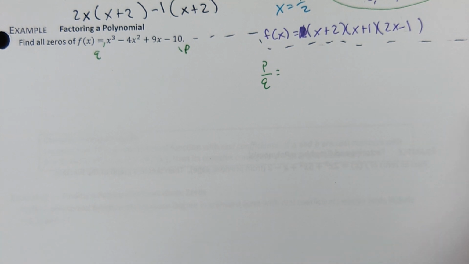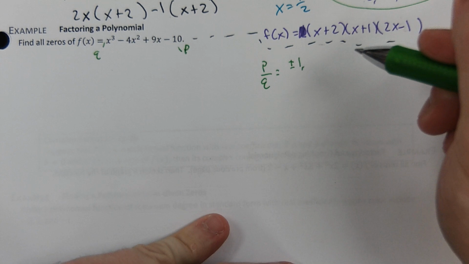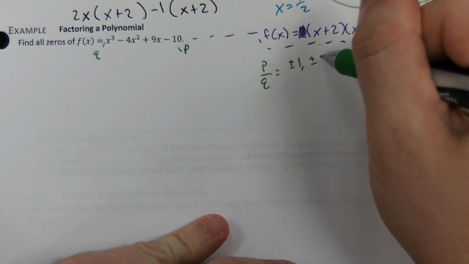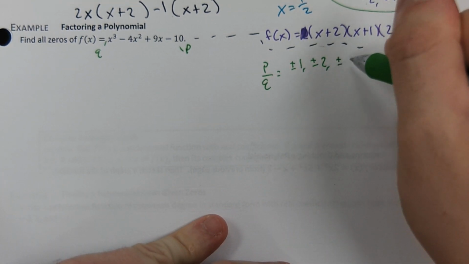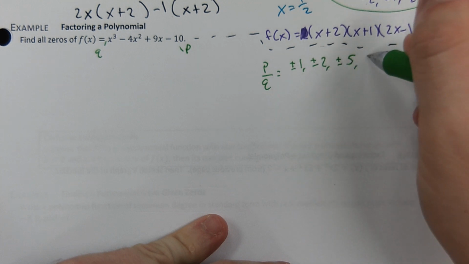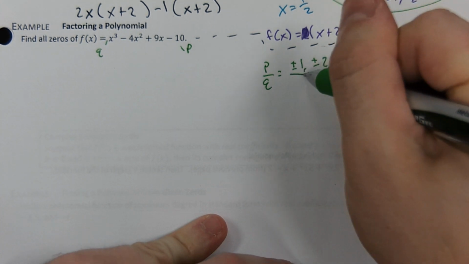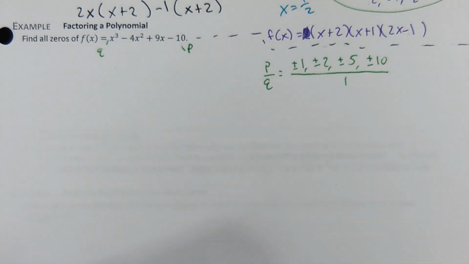For P, we write out all of the positive and negative factors of 10. So plus or minus 1, plus or minus 2, plus or minus 5, and plus or minus 10. And like I said, Q is just 1, so we only have to check the numbers 1, 2, 5, and 10, positive and negative. And we don't have to check them all. We only need one to work. We find one that works using the remainder theorem, and we're thrilled, because then we can use synthetic division.